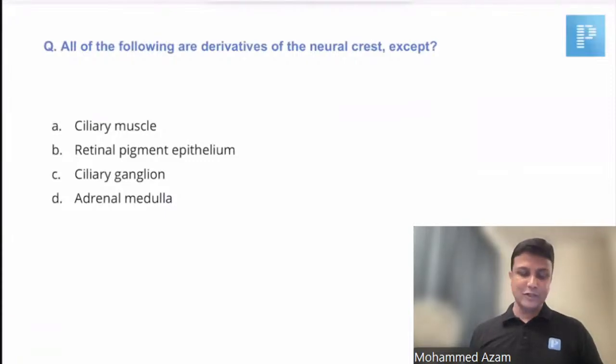Now moving on to the next question. Which of the following are the derivatives of the neural crest cells except one? This is the beauty of the INI-CET exam. One thing I'd like to tell you is that INI-CET is one of the beautiful exams. Why? Because it is very well balanced. A good number of questions are also going to come from the first year and second year subjects, the preclinical and paraclinical subjects. Definitely they'll be asking.